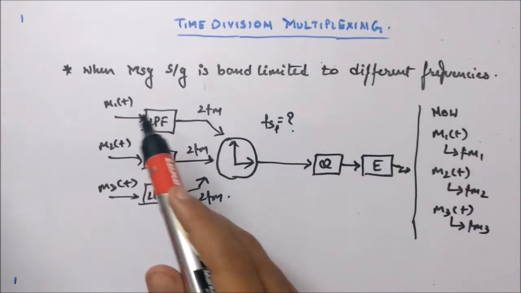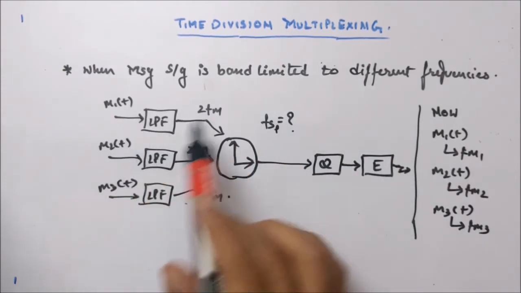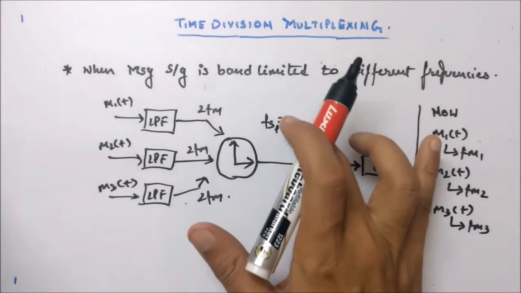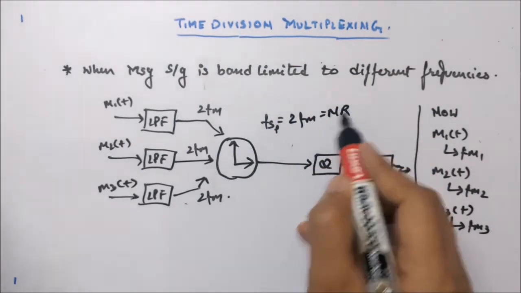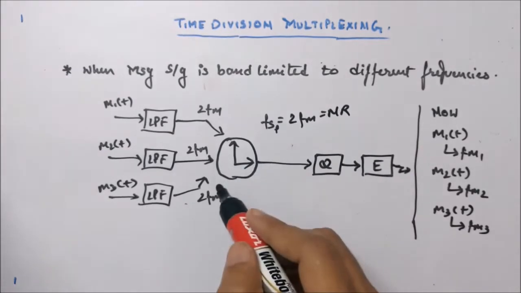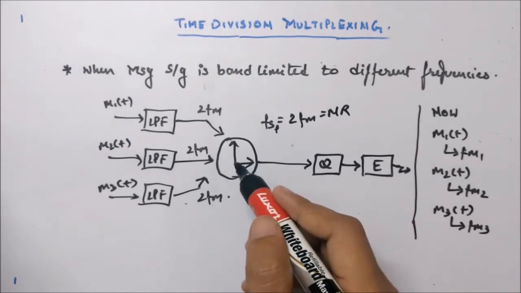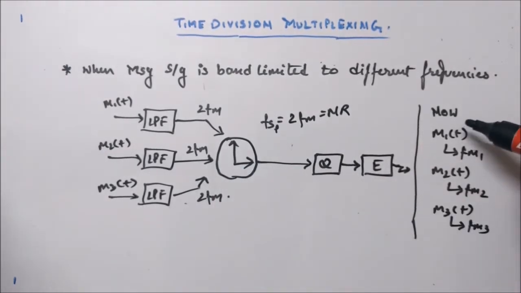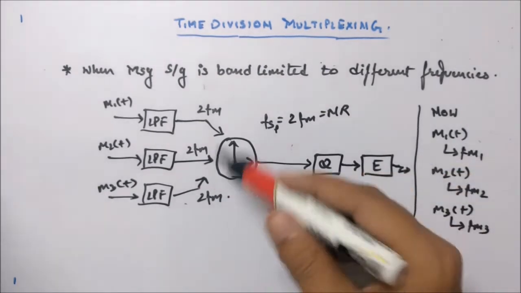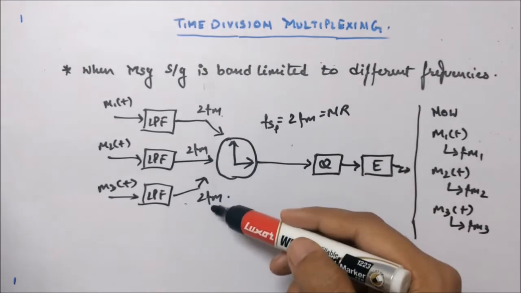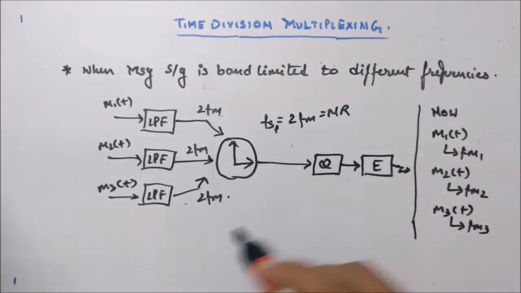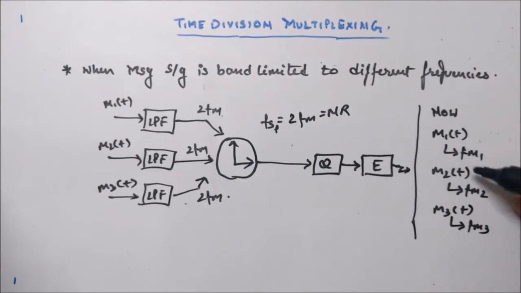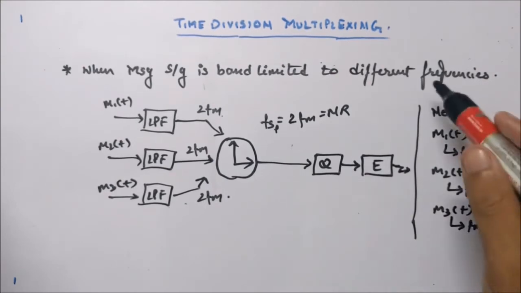Okay, so this was the previous scenario. We used to have 2 FM, which was our Nyquist rate, as the speed of the commutator. Now what will happen? Since the message signals were band limited to the same frequency, FM, FM, FM. Now all the messages will be band limited to different frequencies.